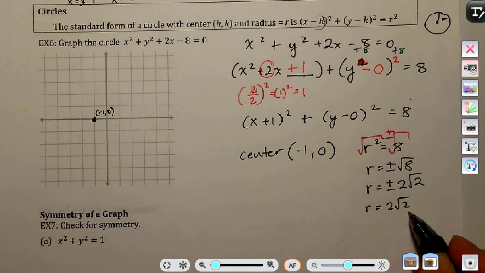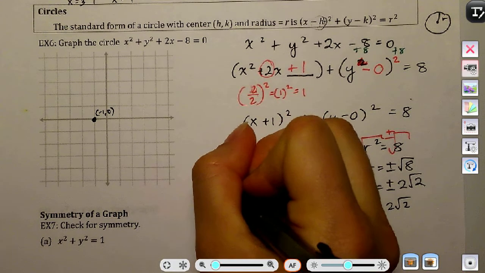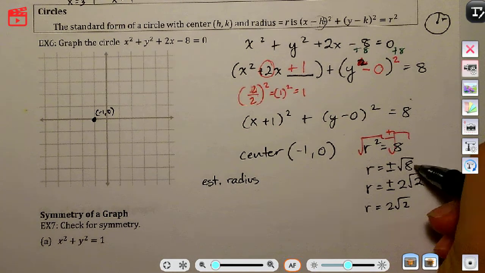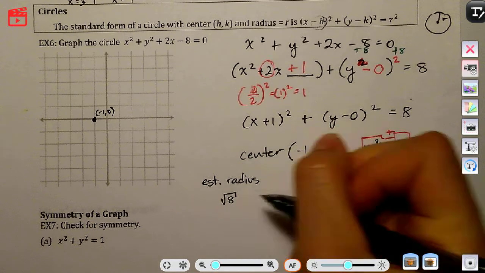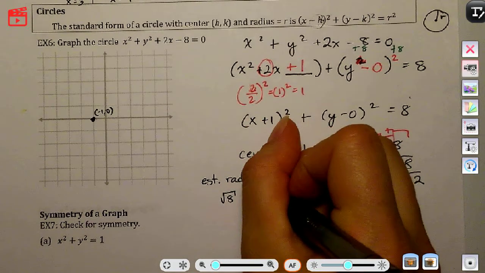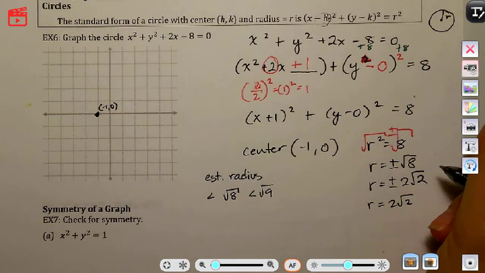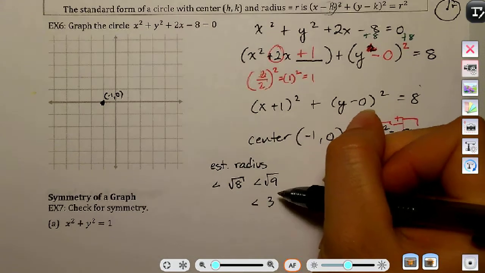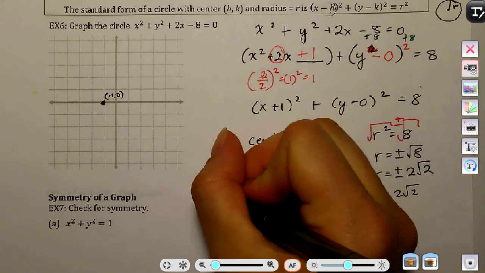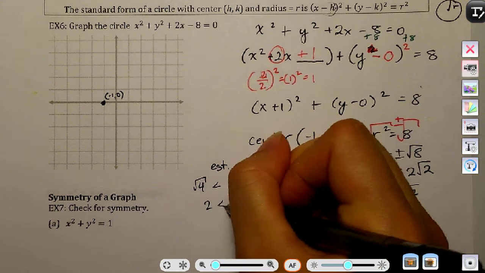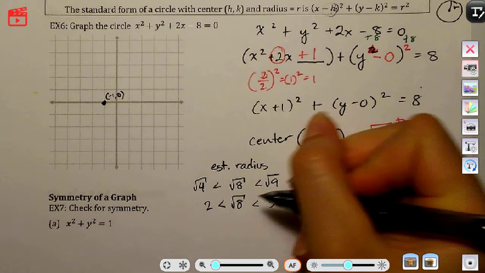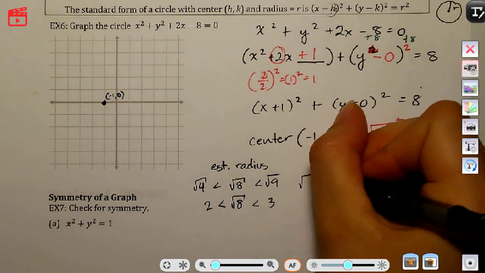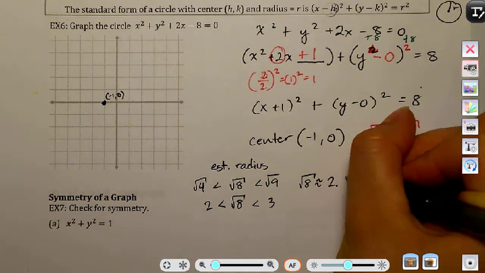Okay, that's kind of hard to graph, so I'm going to estimate the radius. The radius was originally square root of 8. So the square root of 8 is in between the square root of 9 and the square root of... what's another perfect square root? Square root of 9 is 3. The next perfect square root is square root of 4. Square root of 4 is 2. So I know that the square root of 8 is in between 2 and 3. So I'll just say square root of 8, we can roughly graph it as 2.5.